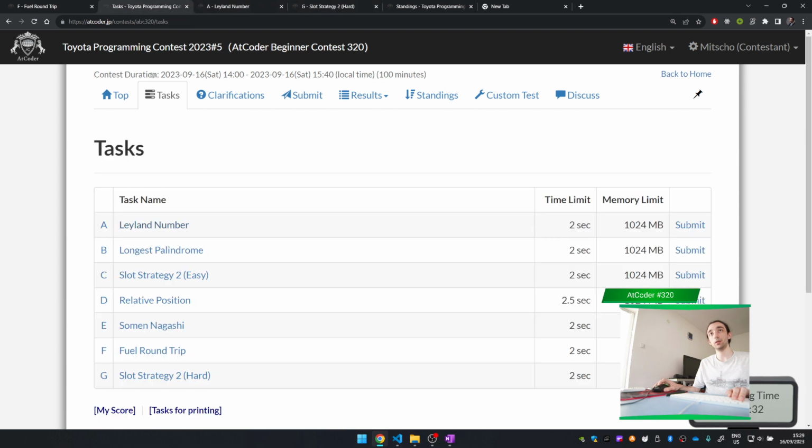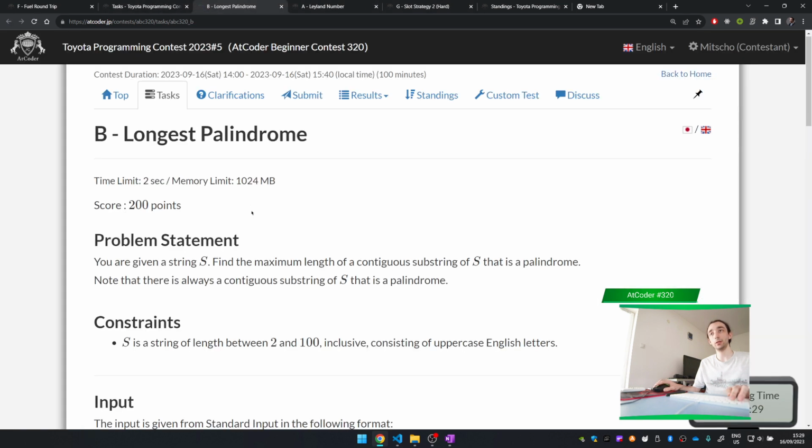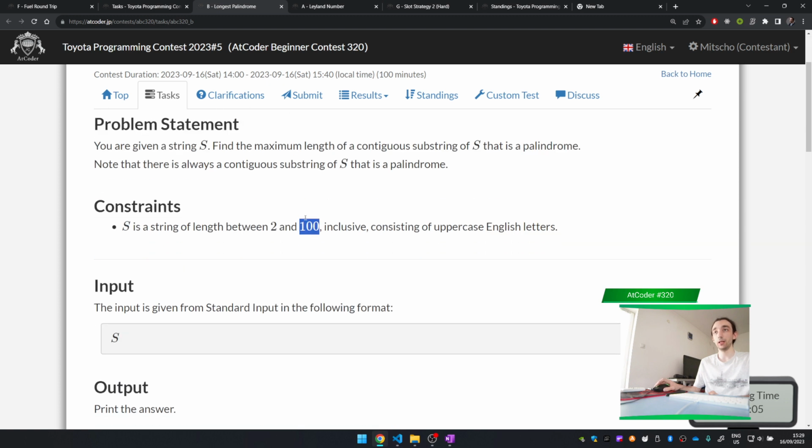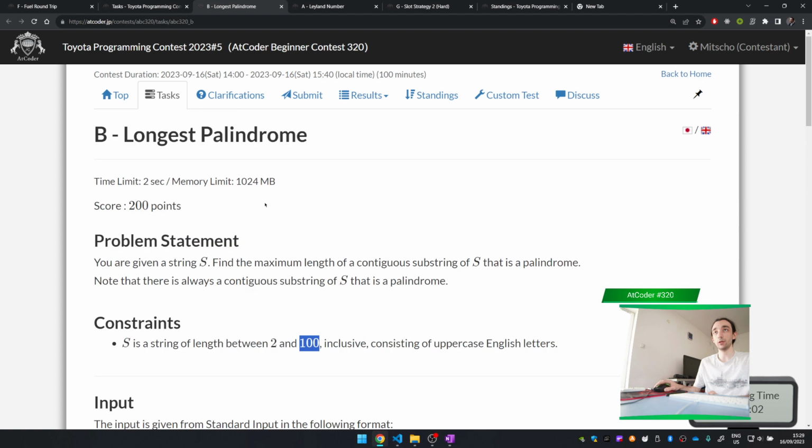Problem B, I got the wrong answer for a stupid bug, but essentially you're given a string S, and you need to find the maximum length of a continuous substring of S that is a palindrome itself. This can be solved with a better approach if S goes up to like 10 to the 5. But because S goes only up to 100, you can test all of the substrings of S. Are they palindromes? If they are, you just remember the length of the longest one.